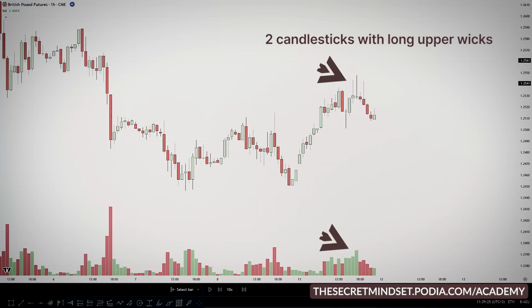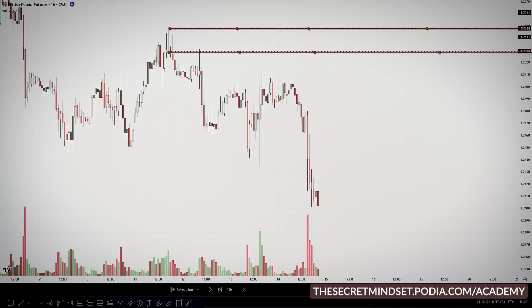Then we check the volume for these candles and see it's significantly higher than the average volume of the past few candles. Next, we draw our rejection block as price moves lower, away from this level. As price approaches the rejection block, you notice it starts to slow down. The candles get smaller, showing hesitation.